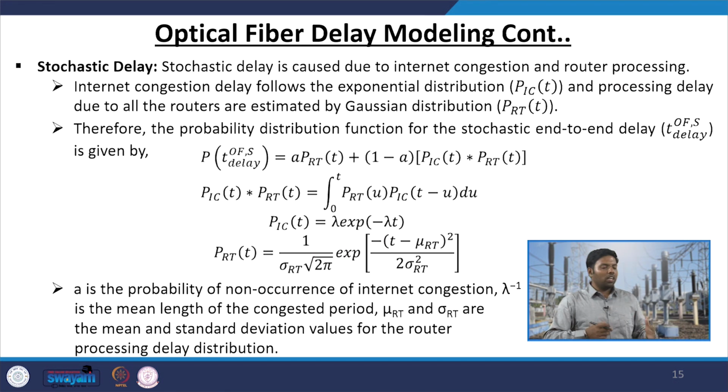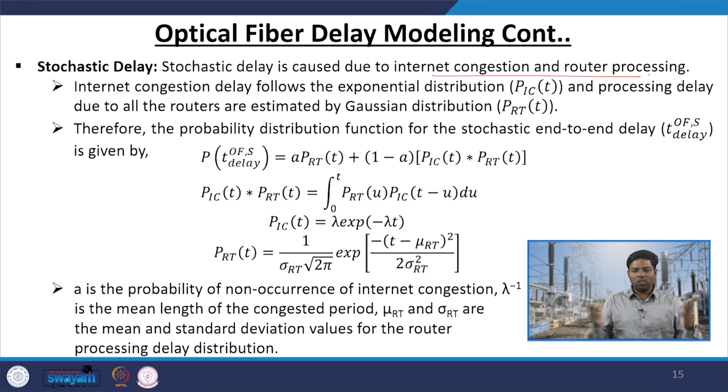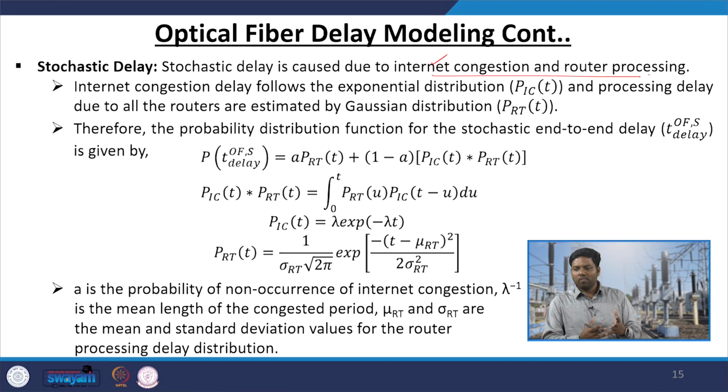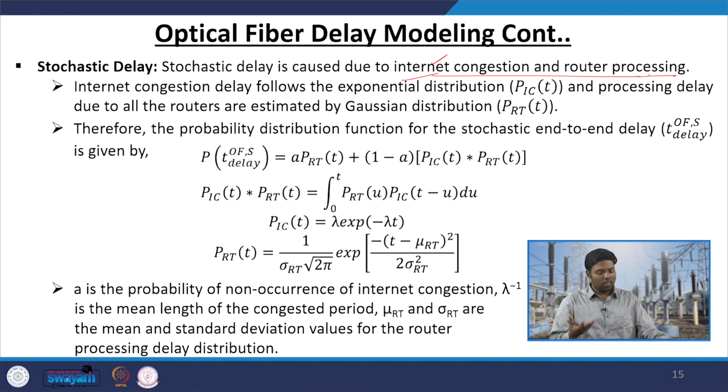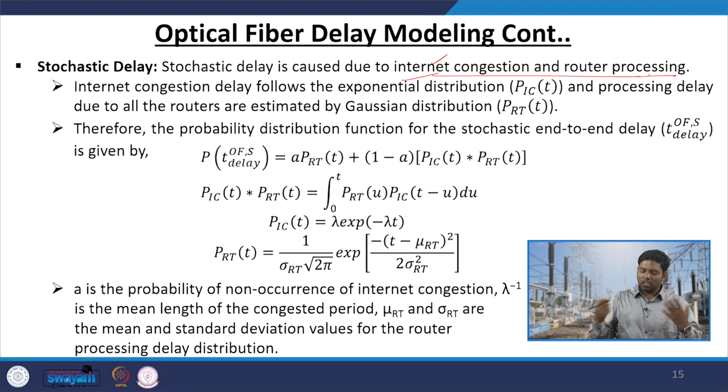Now, stochastic delay is caused due to internet congestion and router processing, because generally for the optical fiber that is not a dedicated communication infrastructure for the power system, it is the internet infrastructure which is normally used by the power operators. Internet is already overburdened with data, so that internet congestion is there, and as every place you have some routers and hops, that will have some processing time. So, if you add them together, then you will get your total stochastic delay for the optical fiber.